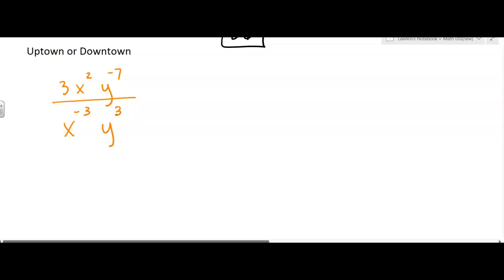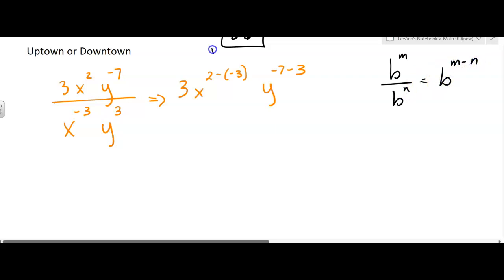Well, to make life easier, instead of writing all those fractions within fractions and getting it to be complicated, you could do two things. One, you could use the rule that we already have, the division thing. So 3, it's going to be x to the 2 minus negative 3, and y to the negative 7 minus 3. Okay, so that's the rule that we have. The rule says if you have b to the m over b to the n, that equals b to the m minus n. So that's what I've done right here for those exponents. It's 2 minus negative 3, and then it's negative 7 minus 3.